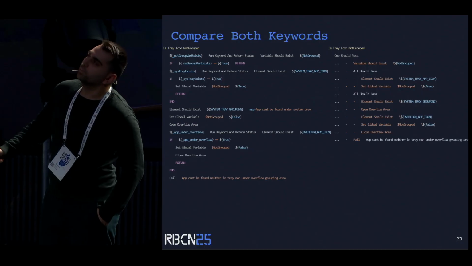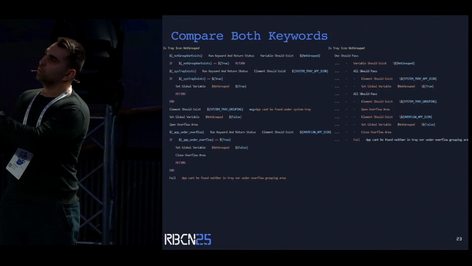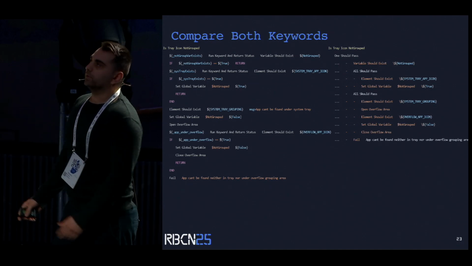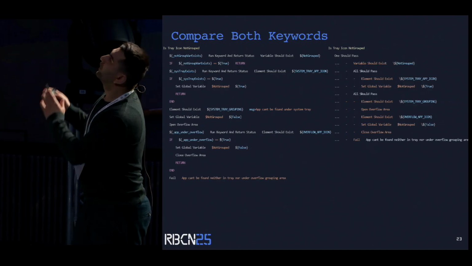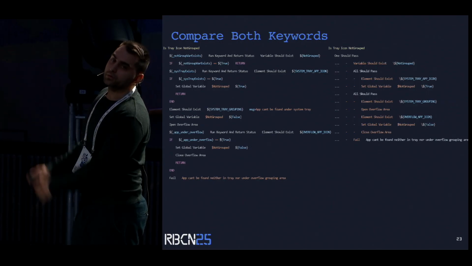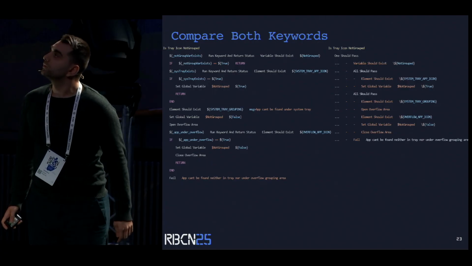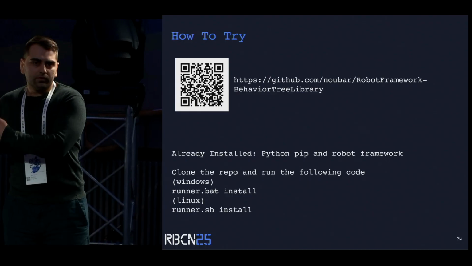Explaining what it does, I will be doing in the next slides, not for now, but I wanted just to show how they compare to each other, both syntaxes. So left one is a very traditional way, and the right one is the new way, the behavior tree way. So it looks different.